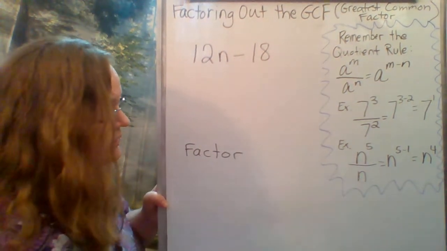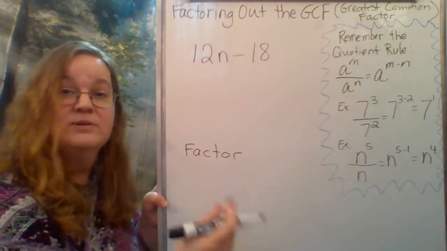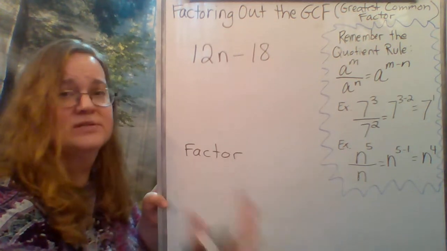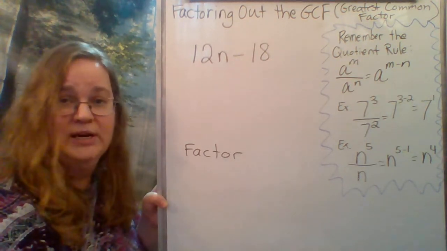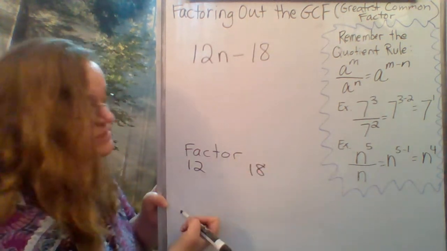If you don't notice what it is off the top of your head, and some people tend to grab it like that, and other people it's a little bit more challenging, and that's okay. What I would suggest is to take those numbers and think about what does divide into it.